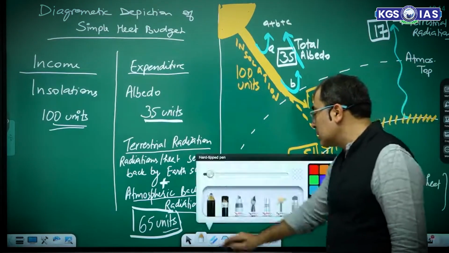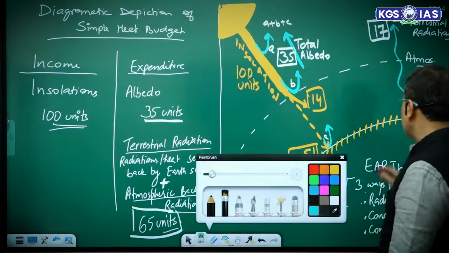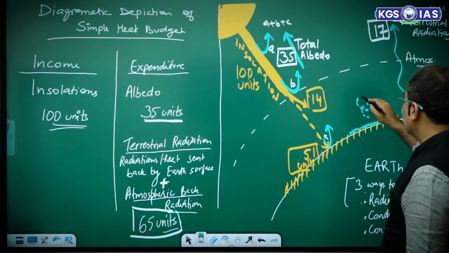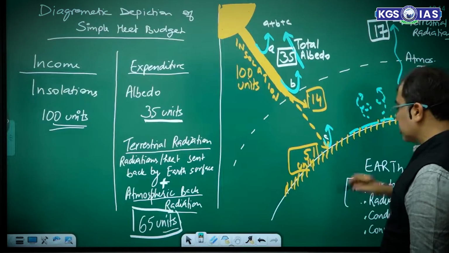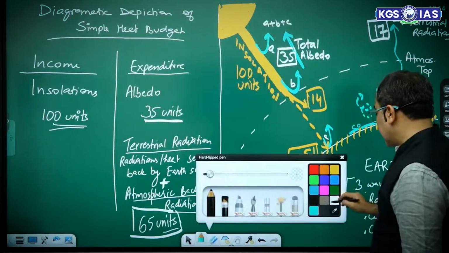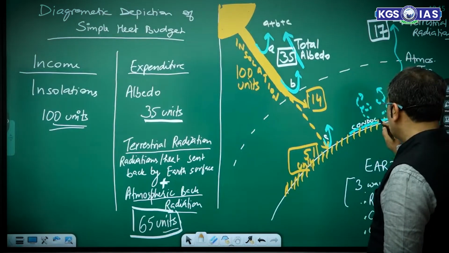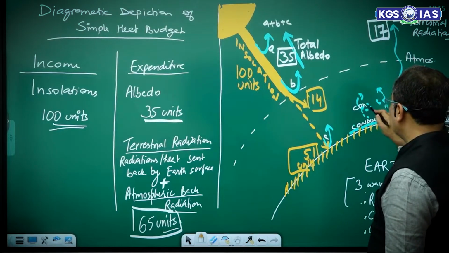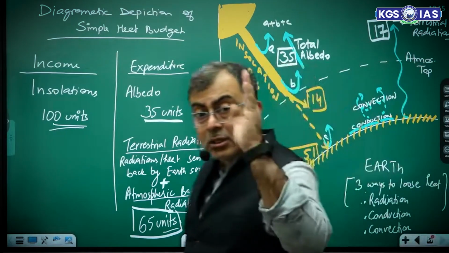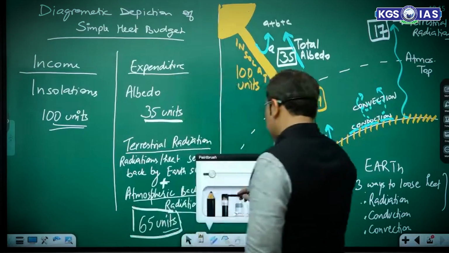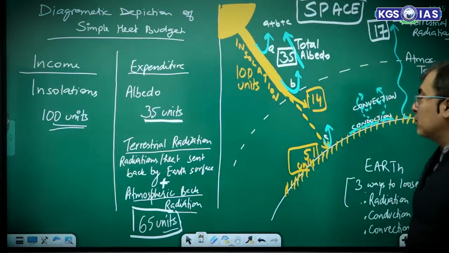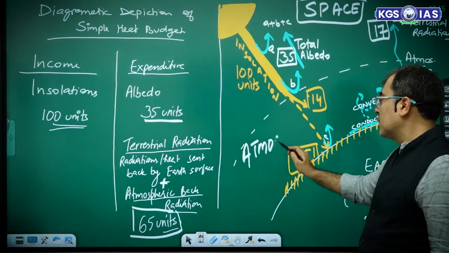Now some of the heat will be lost through conduction, and some of the heat will be lost through convection. So what is happening here? Conduction: the air in contact with the ground is getting heat by conduction, and this is convection. But that heat is not going into the space. What is this? This, everyone, is space. Space and sun is one. This is the Earth atmosphere system. This is atmosphere. This is Earth.